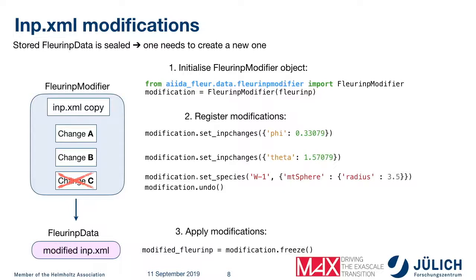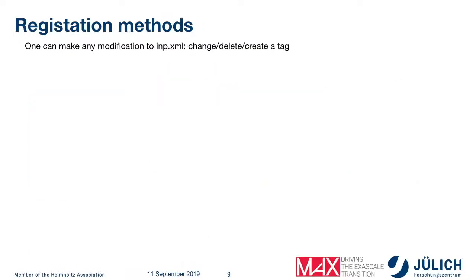So to sum up this slide, you will have two FLEUR imp data objects. The first one is an original one, and the second one a modified one. So we will consider this in more detail during the tutorial. And now let me consider registration methods in more detail.